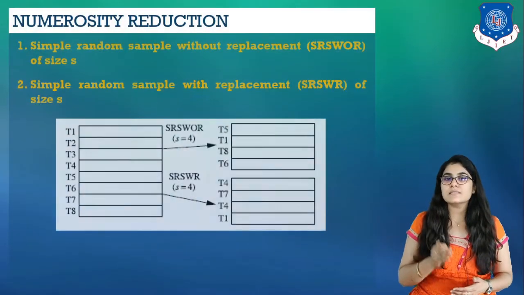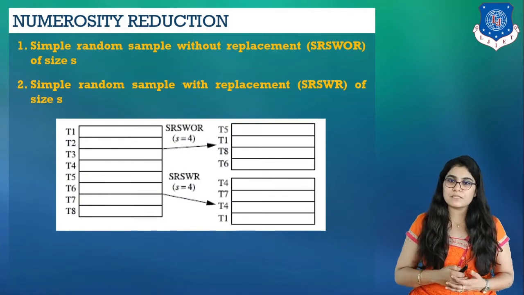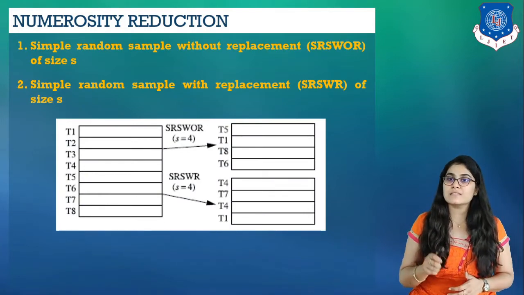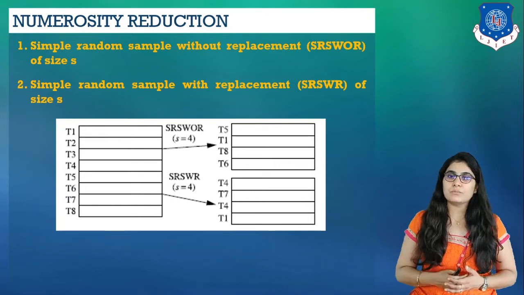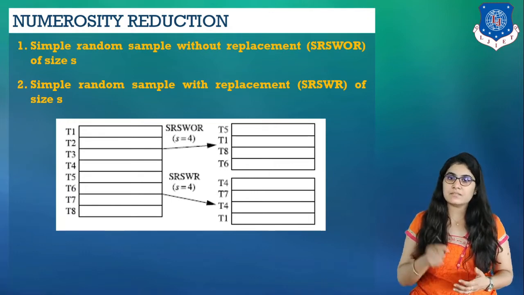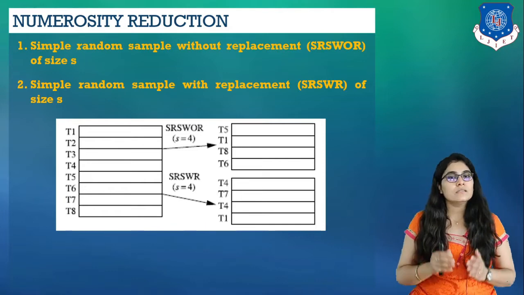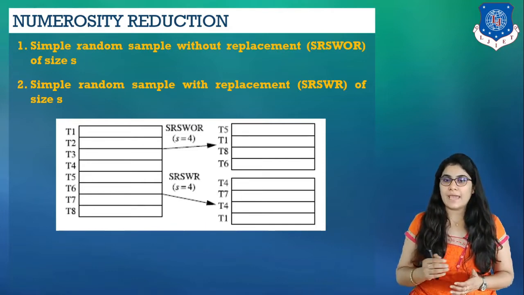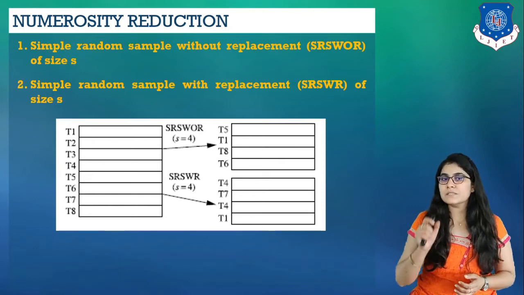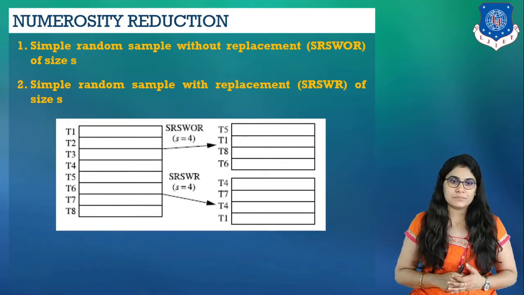First is simple random sample without replacement of size S. This method is also called SRSWOR in short. This is created by drawing S of the n tuples from database D, such that the size of S is less than the size of n, where the probability of drawing any tuple in database D is 1 by n. That is, all tuples are equally likely to be sampled.